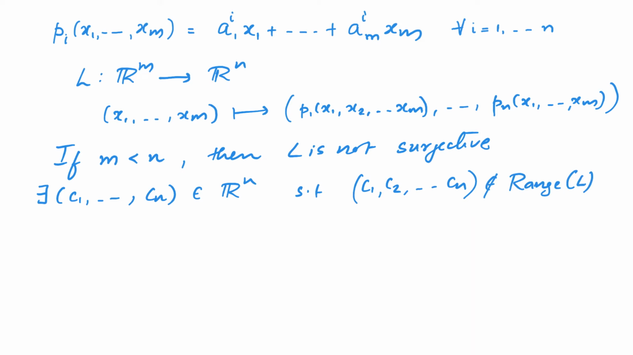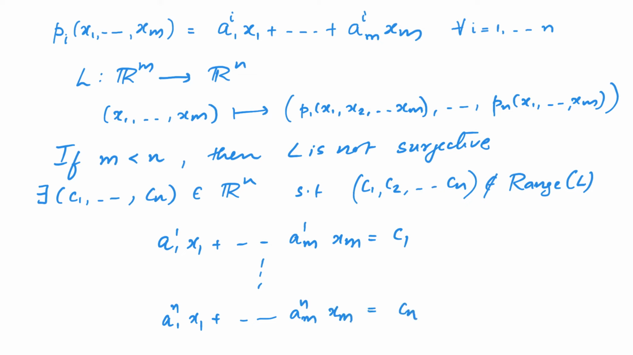In other words, we are saying that if we consider the system of linear equations a11 x1 plus etc. up to a1m xm is equal to c1, etc. up to an1 x1 plus etc. up to anm xm is equal to cn, then we are saying that this system of linear equations will not have a solution. And this is always true whenever m is less than n.